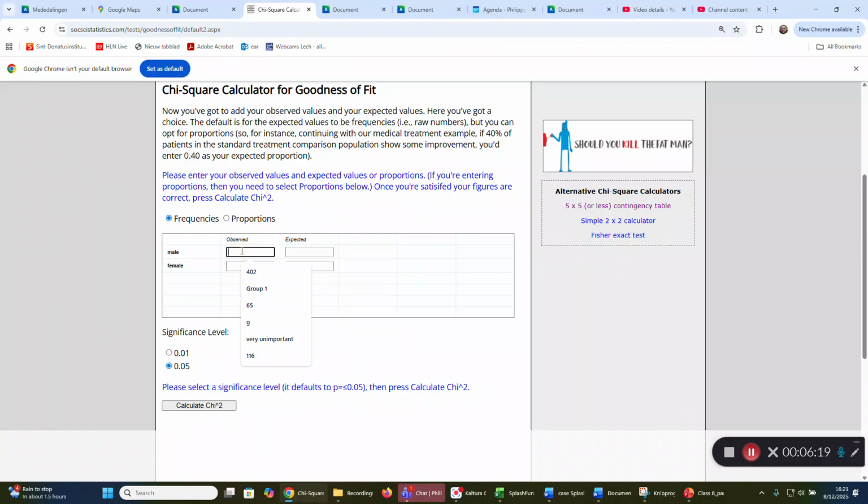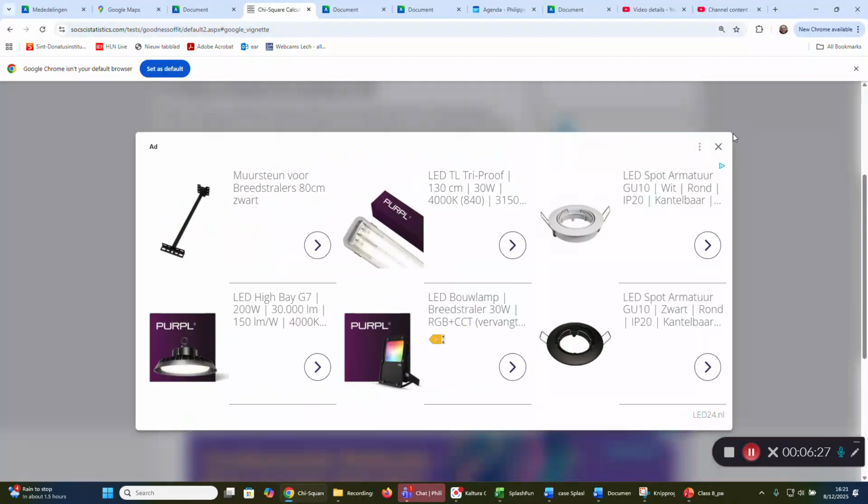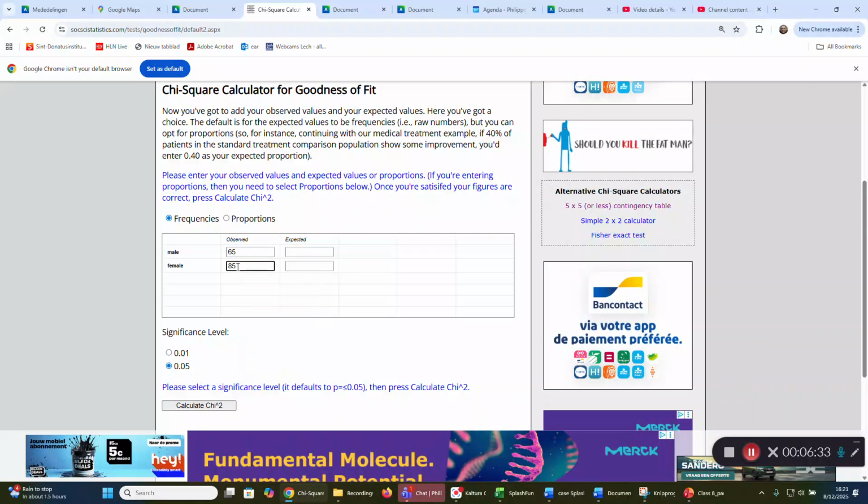Now, the observed frequencies are just the frequencies that you observe in your table. So you can clearly see that we observe 65 males. So let's enter that here. We observe 65 males and we observe 85 females.